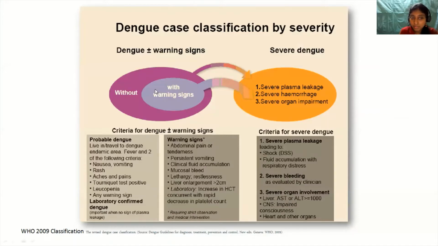So they classified dengue without warning signs, dengue with warning signs, and severe dengue. Severe dengue is characterized by severe bleeding as evaluated by the clinician, and it also has severe organ involvement. SGOT, SGPT is more than 1,000. There can be CNS involvement in terms of impaired consciousness, and the heart and other organs can also be involved.